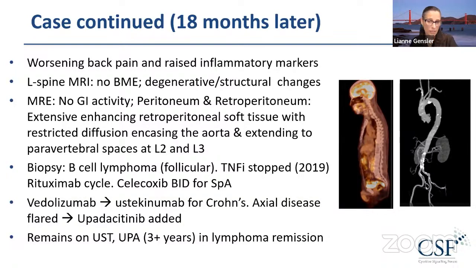And now, today, several years later, he remains on ustekinumab and upadacitinib. This is off-label use, of course. We do not have approval to combine these biologics and JAK inhibitors. And his lymphoma is actually in remission. So these are scary cases to manage when they have multiple manifestations and comorbidities.